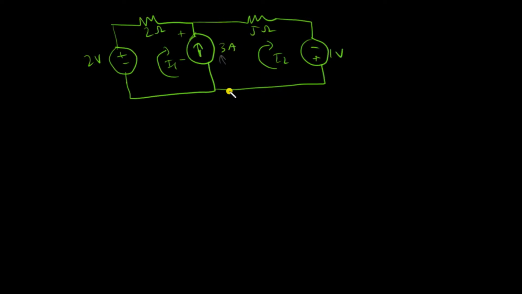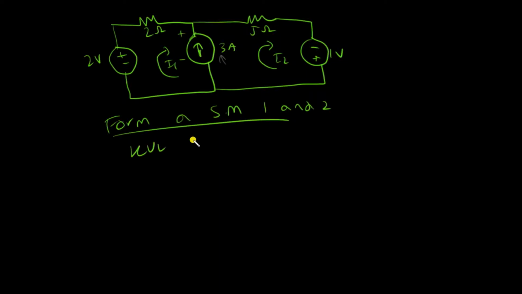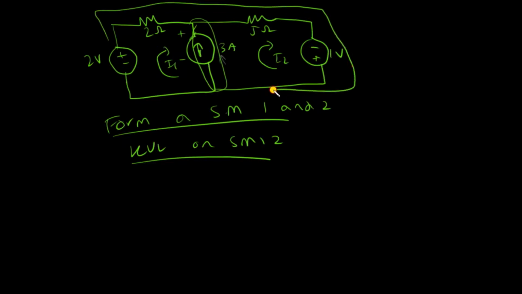So what you do in this case is you form a super mesh of the two meshes that contain the current source, in this case mesh 1 and mesh 2. The super mesh is called SM12. I'll now apply the KVL on SM12. As you can recall from the videos of the super nodes and the nodal analysis, whenever we were applying a KCL on a super node, we just ignored the part where the voltage source was. We'll do the same here: we'll ignore this entire branch and apply the KVL from here till here, ignoring the middle branch.